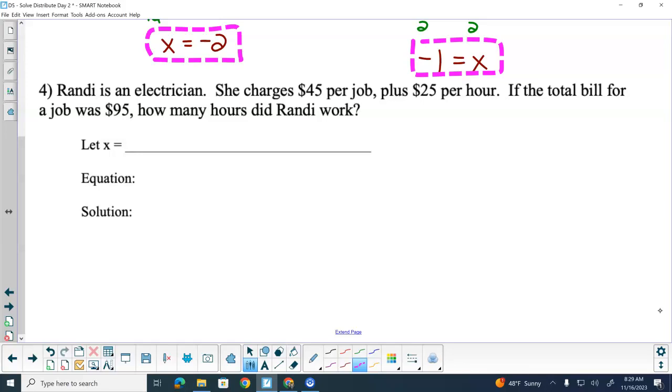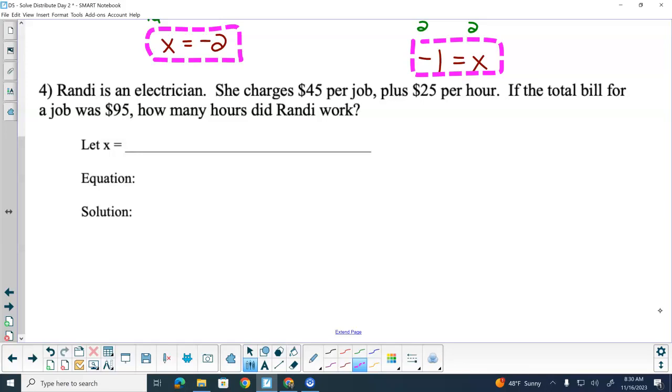Randy is an electrician. She charges $45 per job plus $25 an hour. I will hire her any day. Finding somebody to work that cheap right now, not happening. If the total bill for the job was $95, how many hours did Randy work?